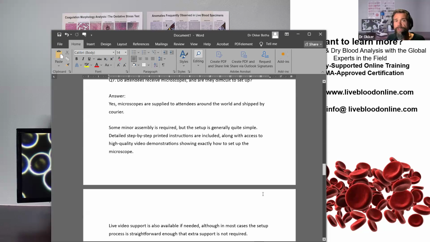Yes, it is possible. There's a camera connected to the microscope, which is connected to a computer. There's a software program that then allows you to view the live video feed from the microscope on your screen. And within the software, you're also able to record video clips and take still images.